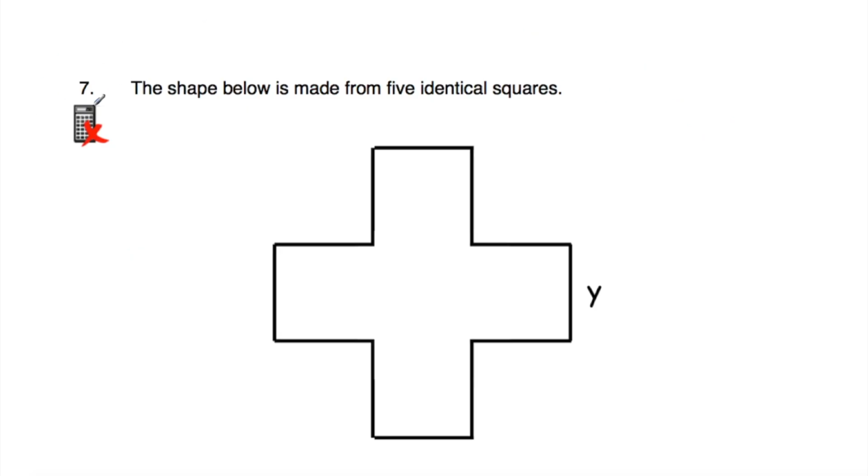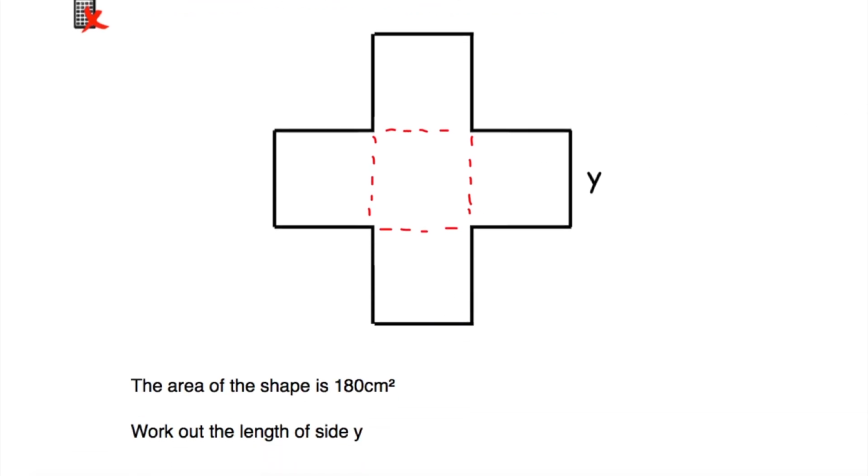Okay, let's have a look at our next question, question number 7. So question number 7 says the shape below is made from 5 identical squares, because if we have a look here, we've got these squares. If we split this sign, it looks like the add sign, up into squares, we've got 1, 2, 3, 4, 5 identical squares. And the question says the area of the whole shape is 180 centimeters squared, and we've been asked to work out the length of this side here.